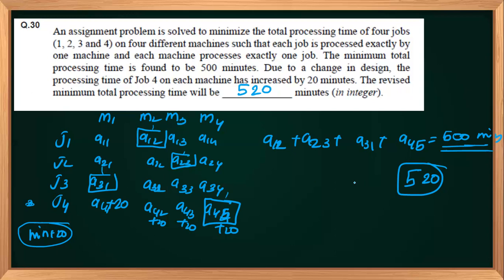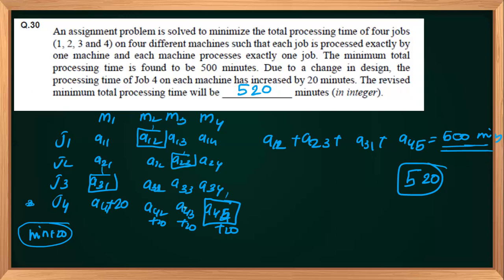And that optimum solution will be offset by only 20, since we are offsetting all the things in a single row by 20. Okay, so 520 will be the answer. Those who wrote 520 will get the marks. It's a simple one, 2 marks.